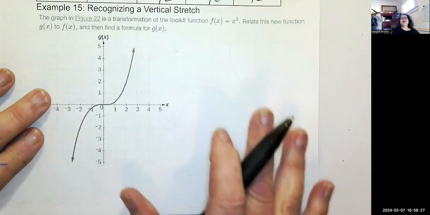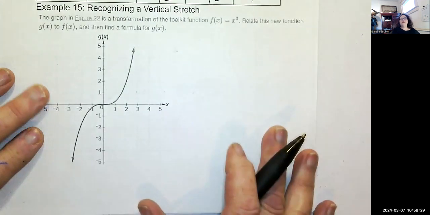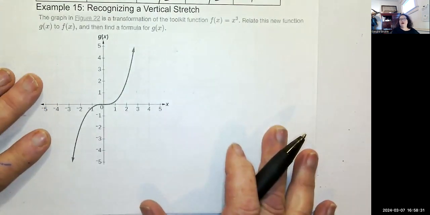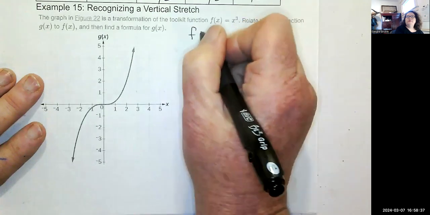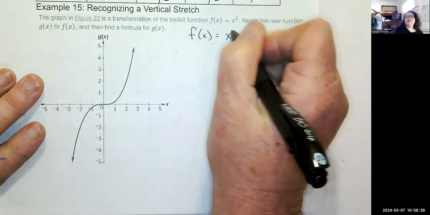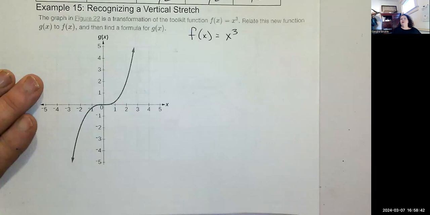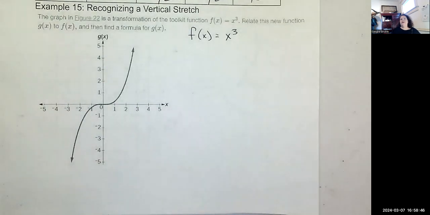All right, recognizing a vertical stretch. So this is a representation of the toolkit function for the cubic function. f of x is equal to x cubed. But this one's been transformed. It's got some vertical things happening with it.